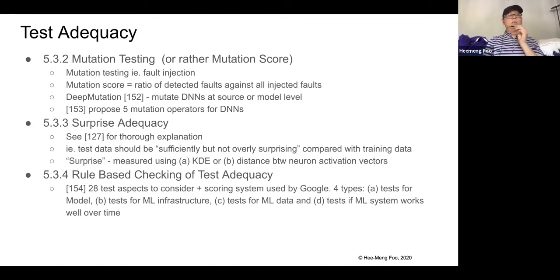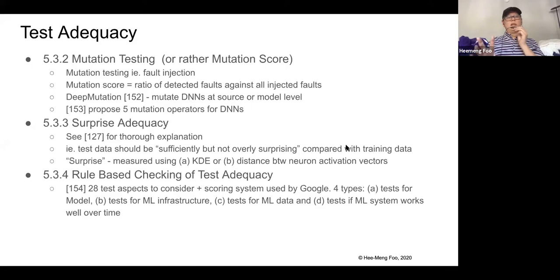Okay, so test adequacy, I'm going to go very quickly through this. So there's mutation testing. Those of you who are familiar with fault injection, this is similar to that. I wouldn't say it's exactly the same. Surprise adequacy, I'm not even going to attempt to explain this. But surprise is one of those terms that's part of deep neural networks. I'm not going to go into too much detail on that.